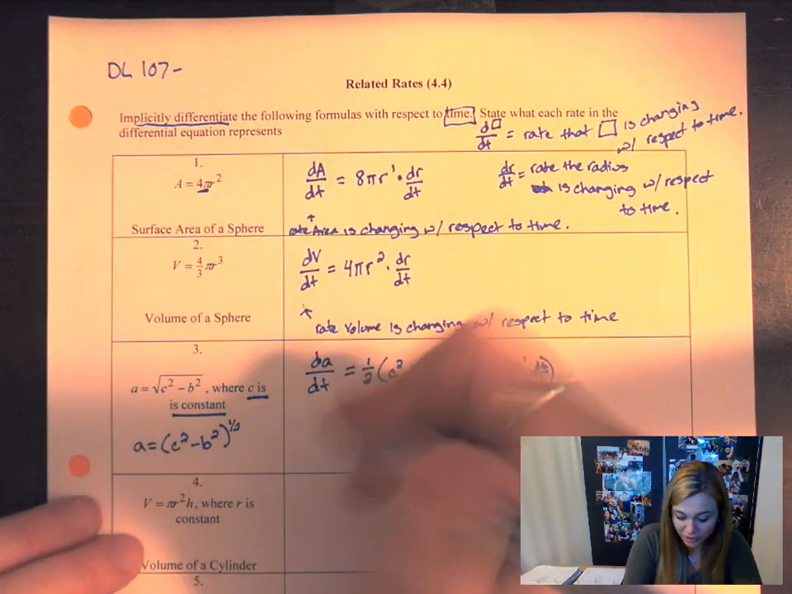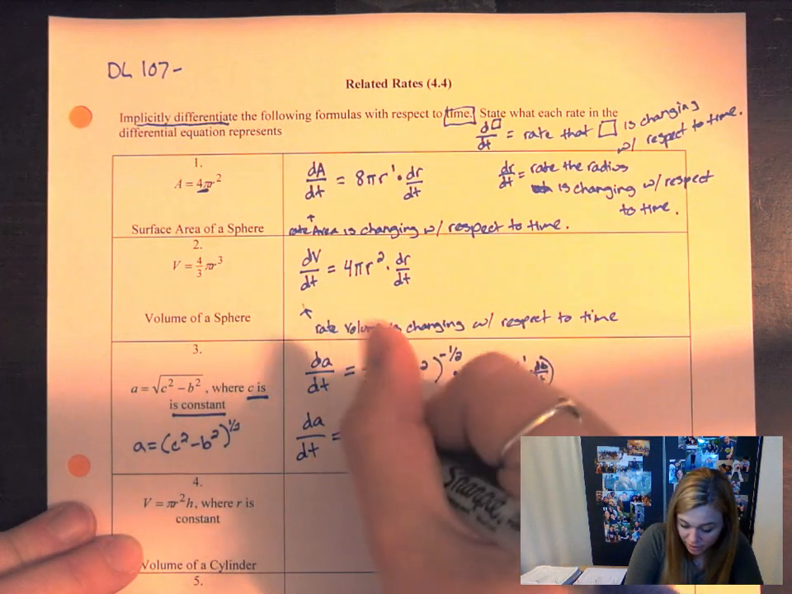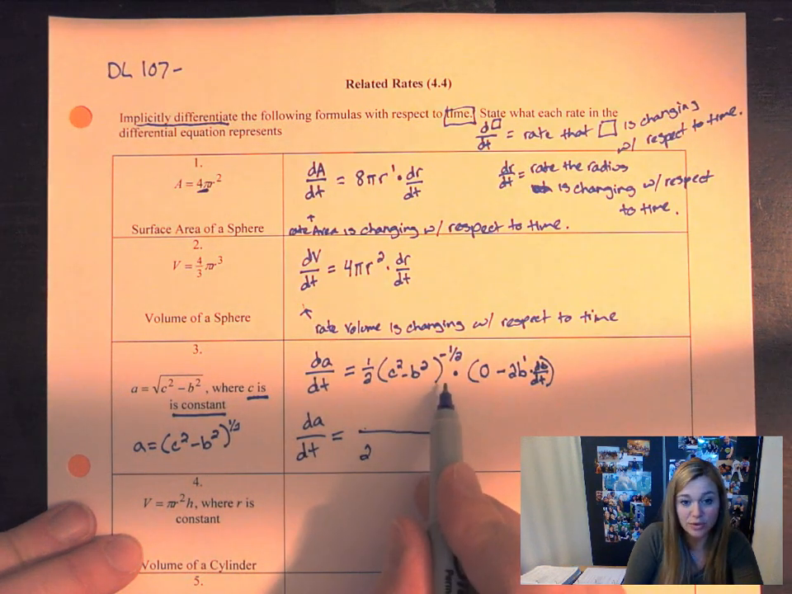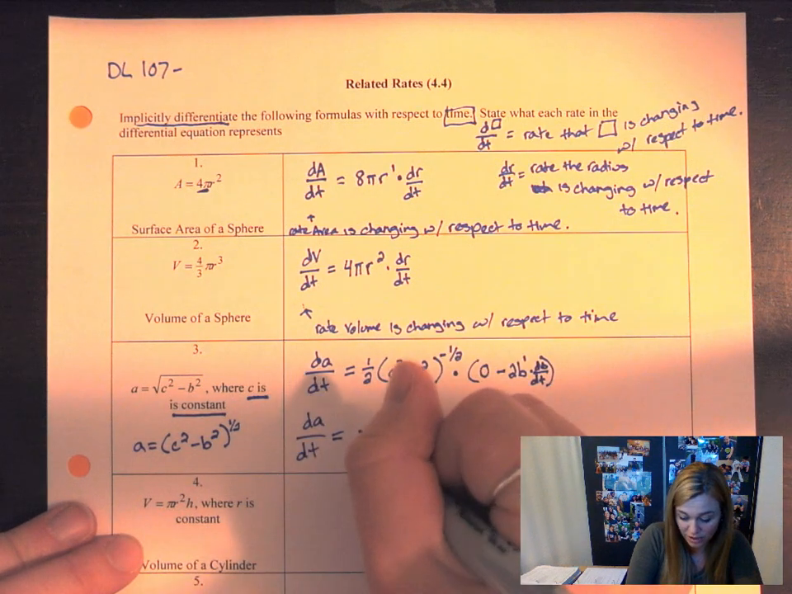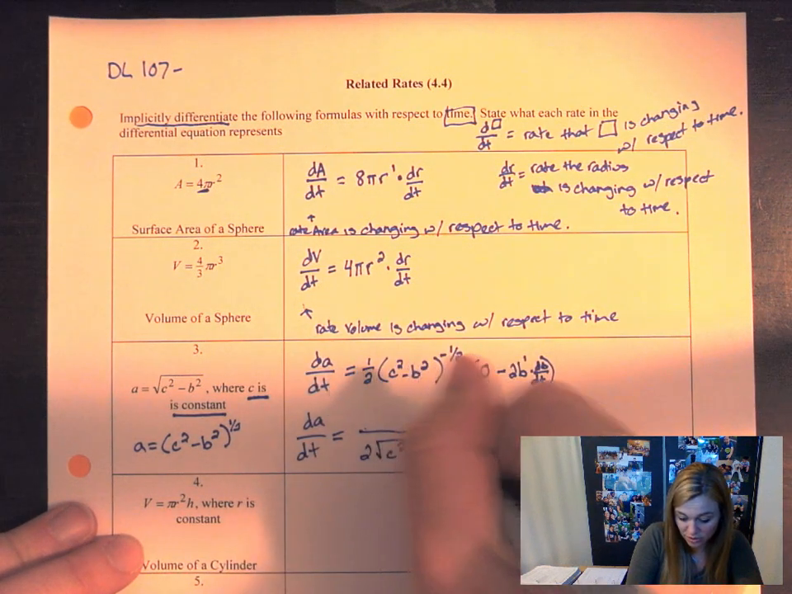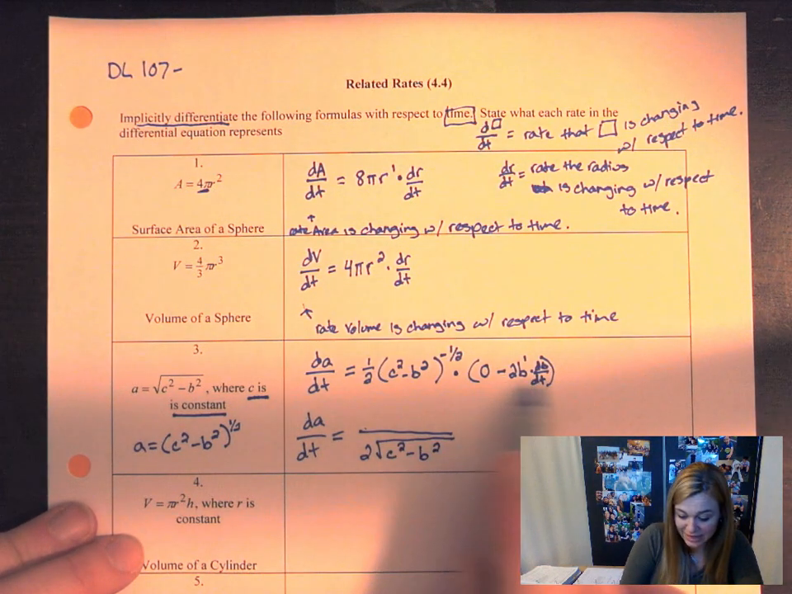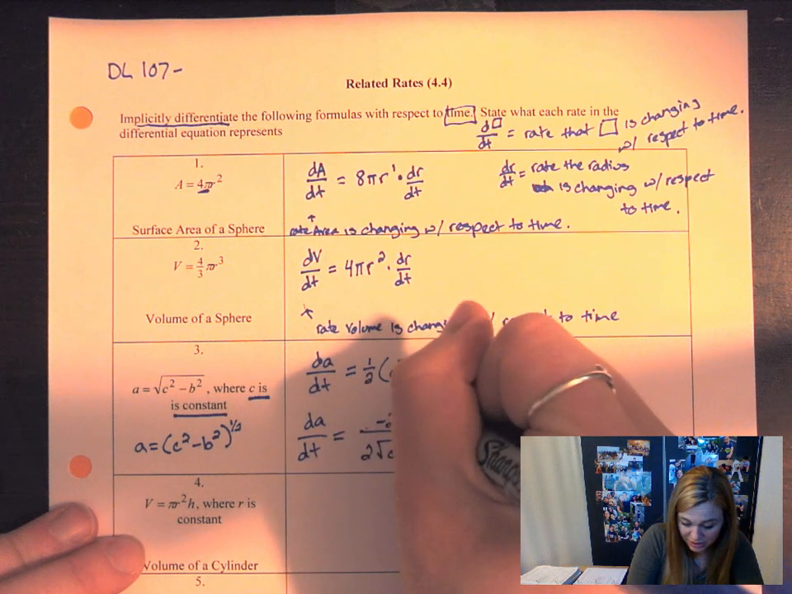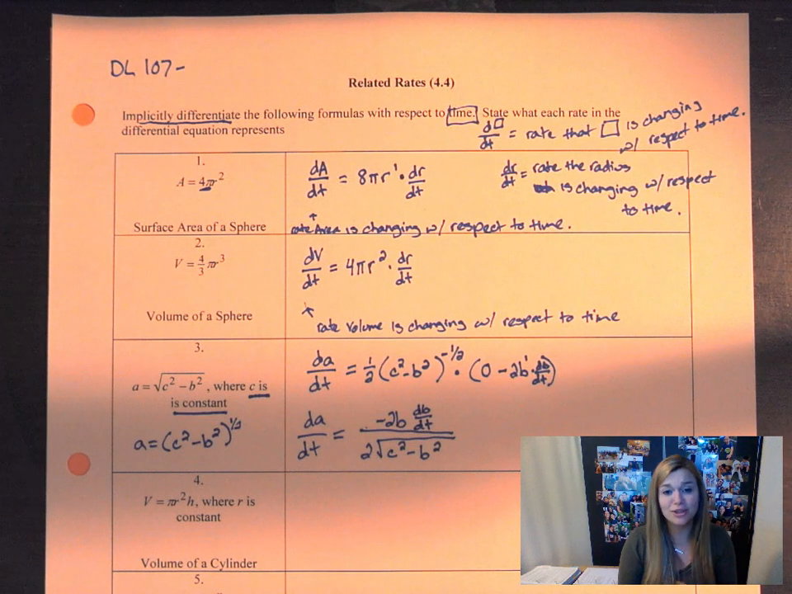And then I'm going to go one step further and just simplify this a little bit. So dA dt is equal to, this is going to be 2. This would be c squared minus b squared to the -1/2 power. So this goes down to the denominator as +1/2, or I can write it as square root of c squared minus b squared. Over here, this -2b is in the numerator. I'm just going to keep the dB dt. Looks crazy, but this is the derivative. You're going to have so many friends after this lesson.